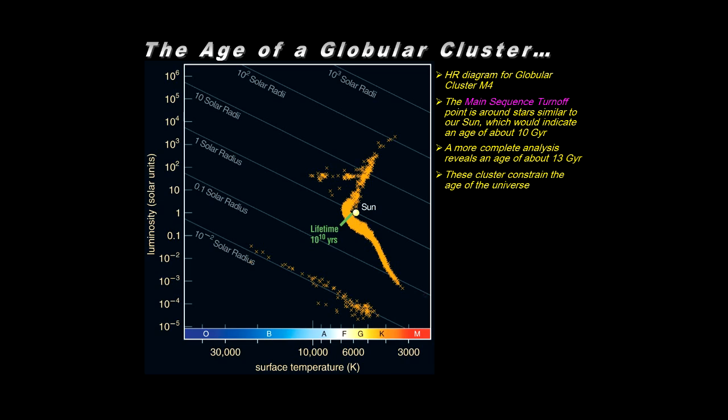Back in the 90s, there was some tension here. It looked like some globular clusters had stars that were older than the measured age of the universe, but that's subsequently come into alignment, as of course it must somehow. The universe is about 14 billion years old, and this is consistent with the oldest globular clusters as well.